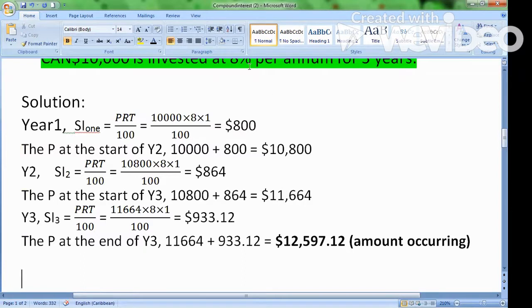All right, Miss. You said you lost everywhere. I can help you, but you need to tell me where. If you say you lost everywhere, that means I don't know. Sir, I don't understand how you get the 12,500 and something dollars, because when I work out year one simple interest, 10,000 times 8 times 3 over 100, I got 2,400, and I added it to the 10,000, which would be 12,400. Did you get 800?